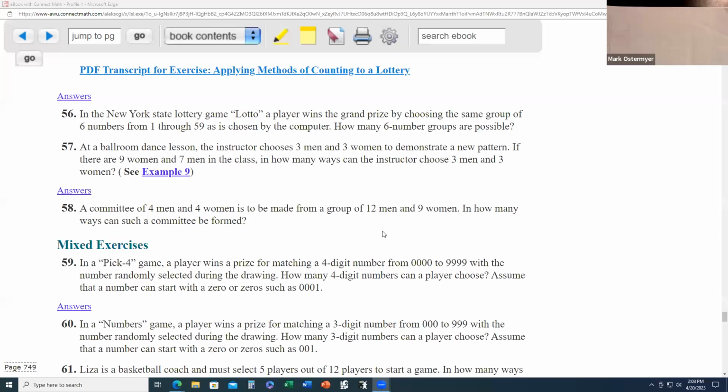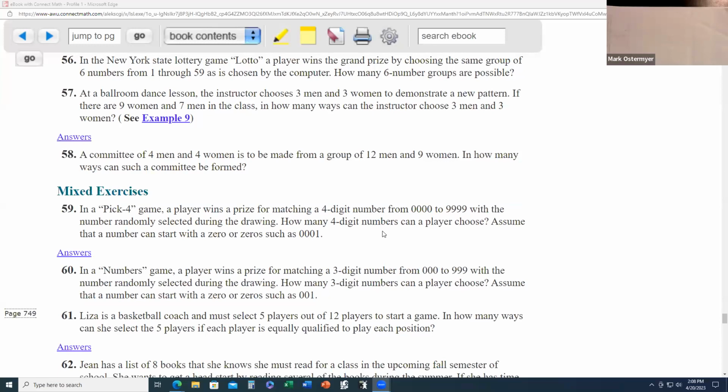All right, so ladies and gentlemen, we're learning about these permutations and combinations. Just look at problem number 58. This one's interesting. 58. A committee of 4 men and 4 women is to be made from a group of 12 men and 9 women. In how many ways can such a committee be formed?